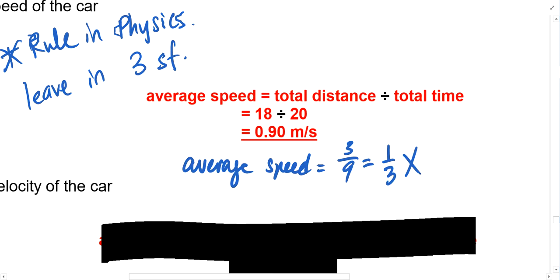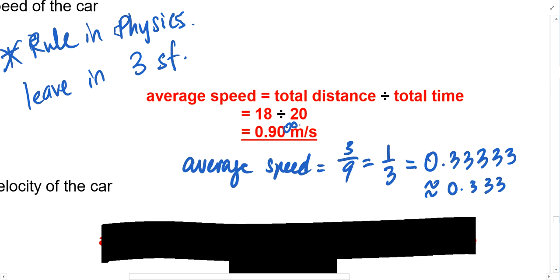No, you shouldn't leave it in fraction. It is not exactly wrong, but we want it in 3SF. So our final answer will be 0.33333, 5SF, then we round it off to 0.333. Exactly, that's why after that I wrote 0.900. Now it is 3SF. Okay? It shouldn't be 0.90. It should be either 0.9 or 0.900.